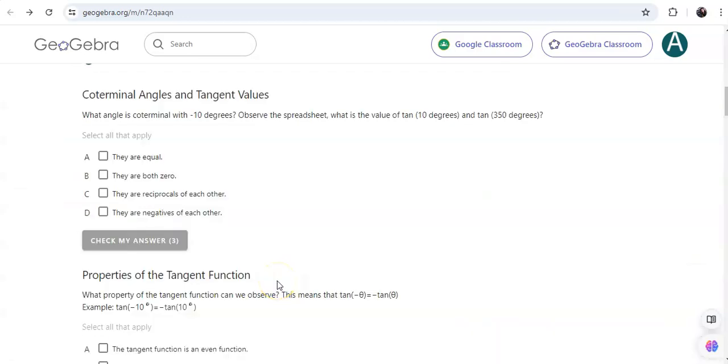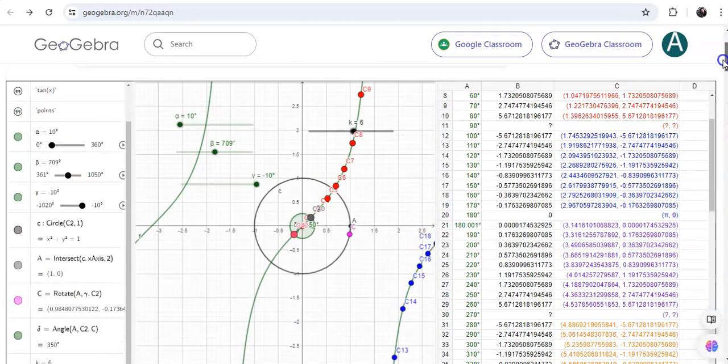Right, so question number 2, coterminal angles and their tangent values. What angle is coterminal with negative 10 degrees? Yes, that would be 350 degrees. So we can say that tangent negative 10 degrees is equal to tangent 350 degrees, right? Because they are coterminal to each other. Now, observe the spreadsheet. What is the value of tangent 10 degrees and the value of tangent 350 degrees?